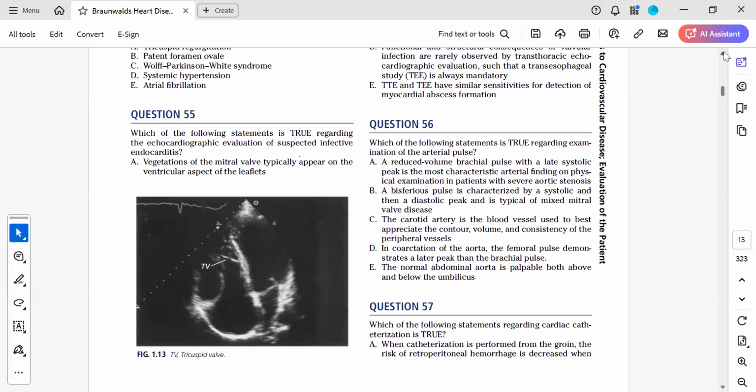Then E, the normal abdominal aorta is palpable above and below the umbilicus. No, sorry, I didn't mention that initially during the presentation. The normal abdominal aorta is usually palpable only above the umbilicus. If you are palpating it below, then the patient is having some form of aortic aneurysm. So that's for question 56.